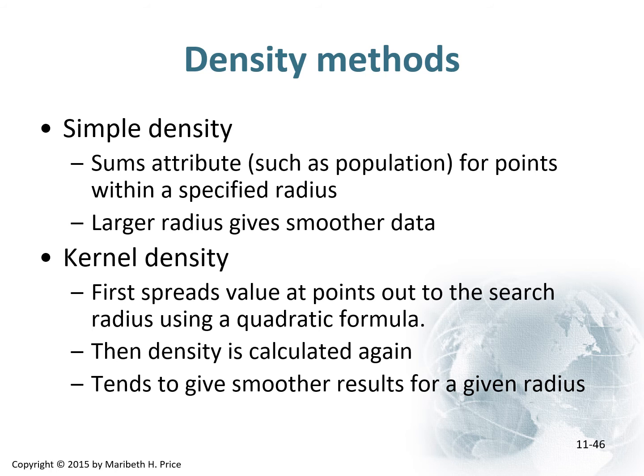So we do density functions in two ways, simple and kernel. Simple sums the attributes up, like population, for example, for points within a certain radius, and a larger radius makes your data smoother. Kernel density first spreads values at points out to the search radius, and then it uses some sort of formula, and then the density is calculated again. When you use the kernel function, it tends to give a smoother result for a particular radius. It's just a different way of doing the math.